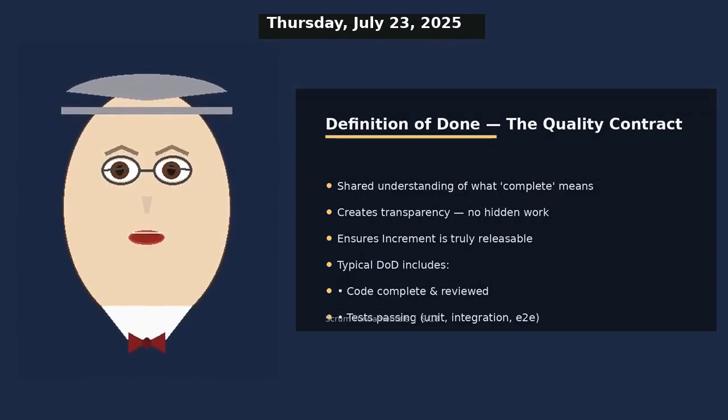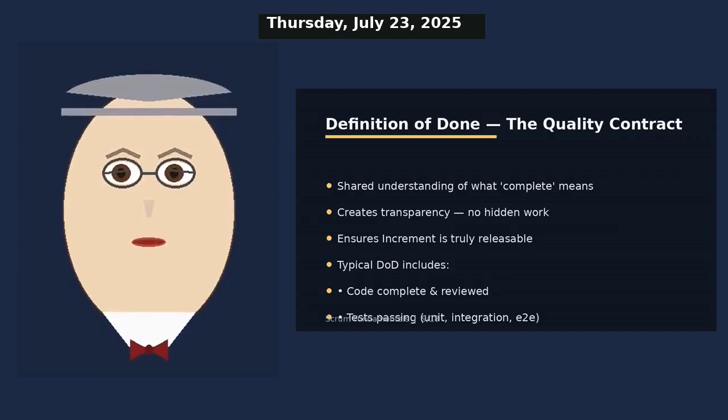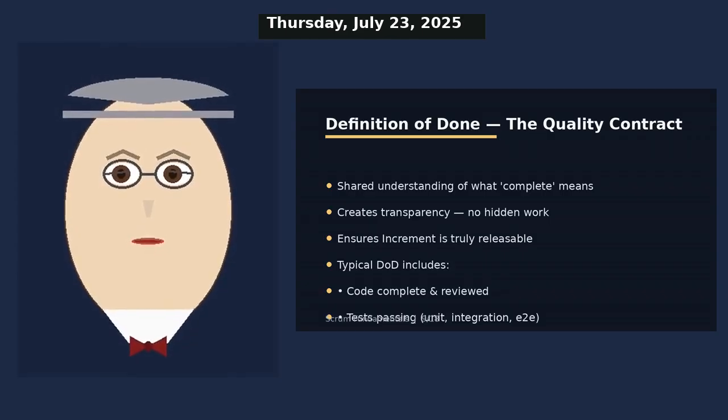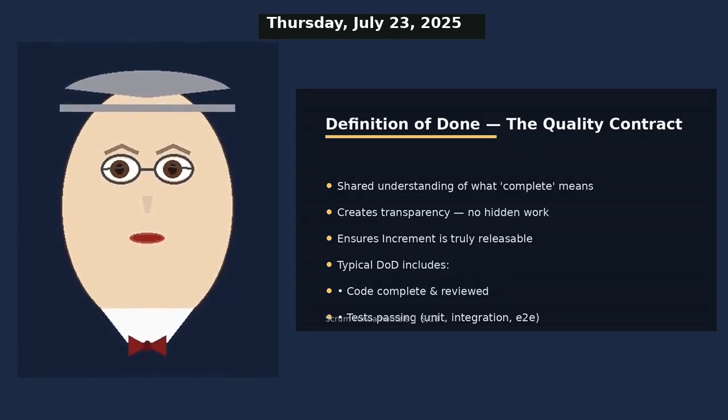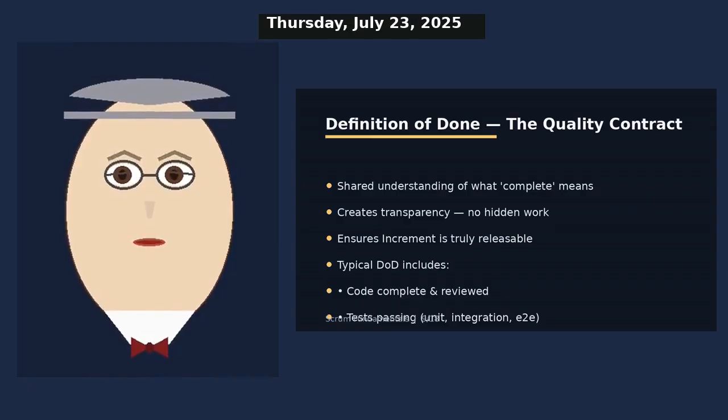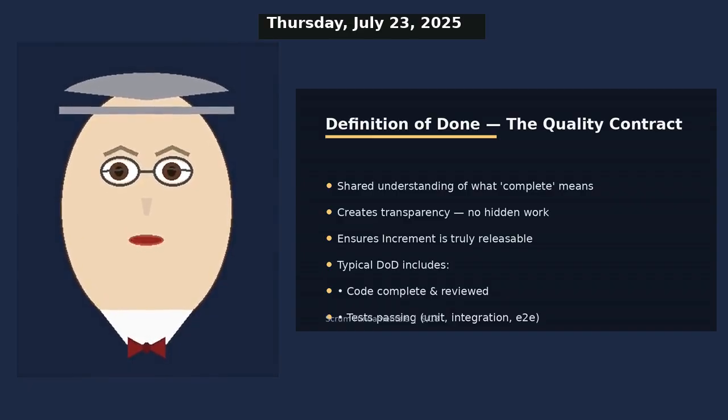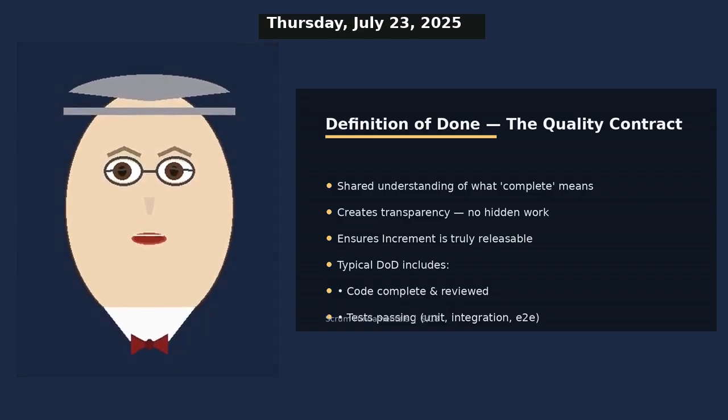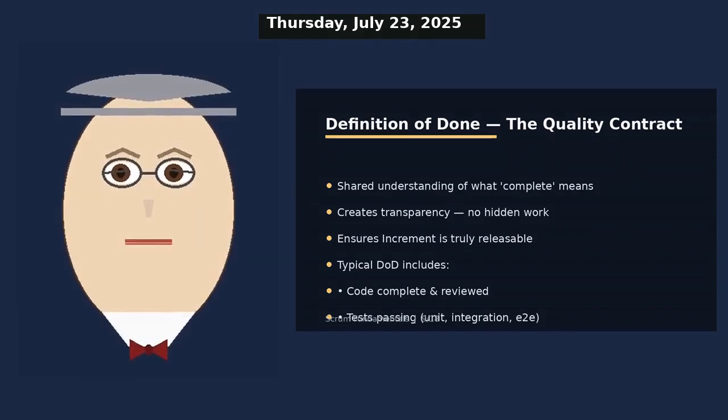The definition of done is a shared understanding of what complete means. It creates transparency and ensures the increment is truly releasable. Without it, teams ship unfinished work. With it, stakeholders can trust that done means done: tested, integrated, documented, and deployable.